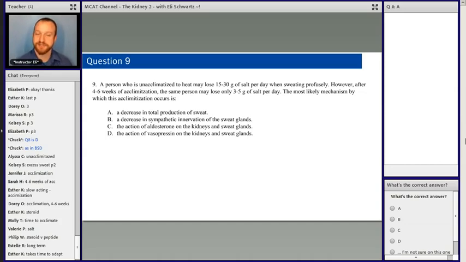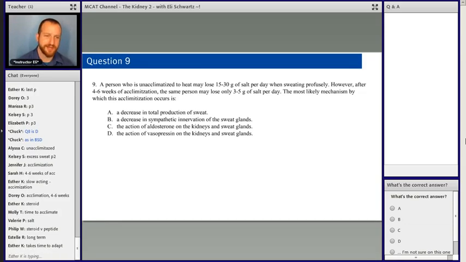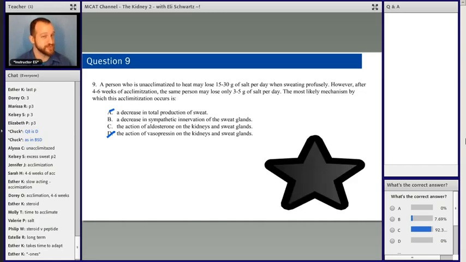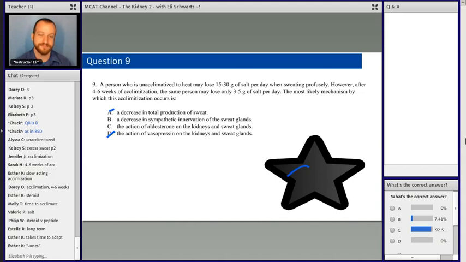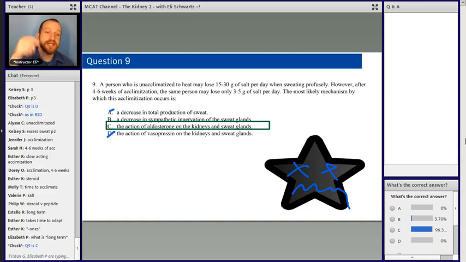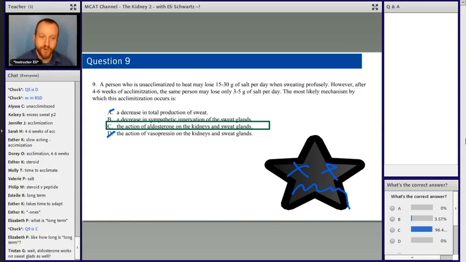Exactly, Esther. So scanning through the answers, we don't know necessarily anything about sweat change. A is gone. D is vasopressin. That's a peptide hormone. Get rid of that one. And yes, absolutely, we have right there at that 90% cusp. I saw it hit 90% a couple times on this one, so I think it's still black star of doom. Absolutely. Answer choice C. Aldosterone is a long-term response. That is a systemic response. That is a steroid hormone.